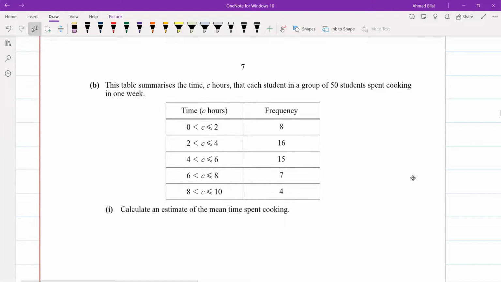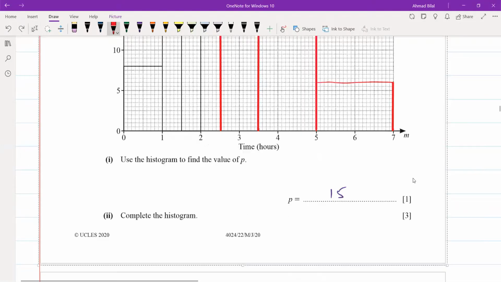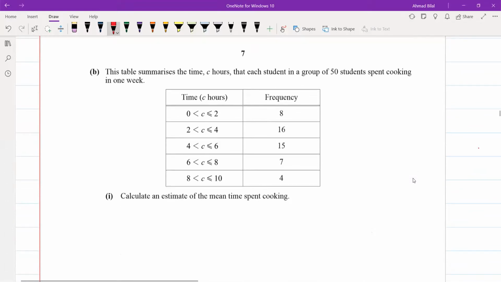Now, the table below summarizes the time, in hours, that each student in a group of 50 students spent cooking in 1 week. Okay, so now this is not related to the earlier parts. So yeah, a different table here. Now there are 50 students in total. That means the sum of the frequencies kya hai? 50. That's our sigma f. So this is the information that's given.